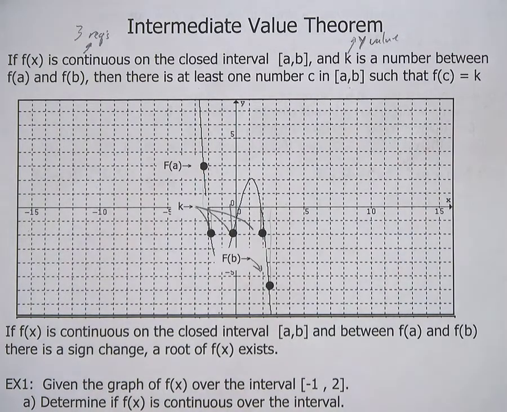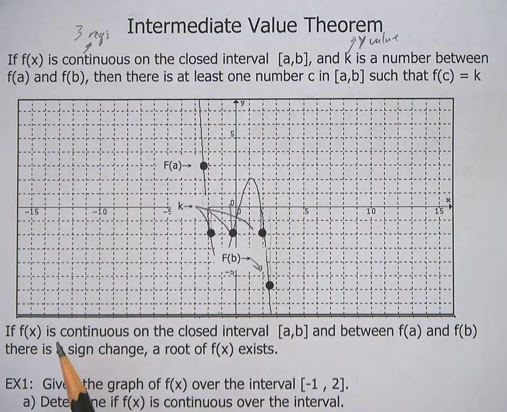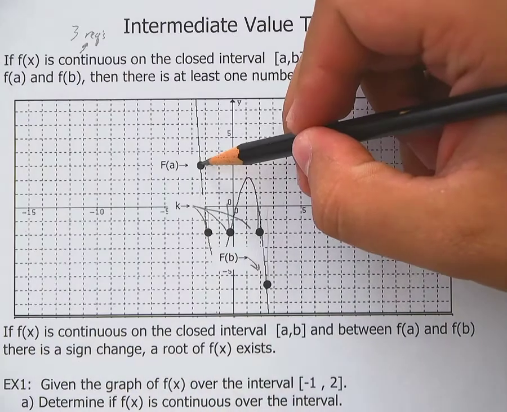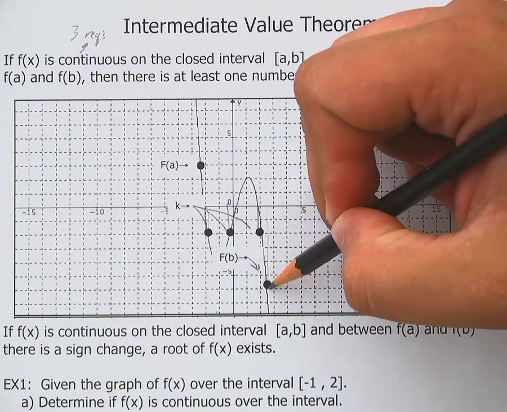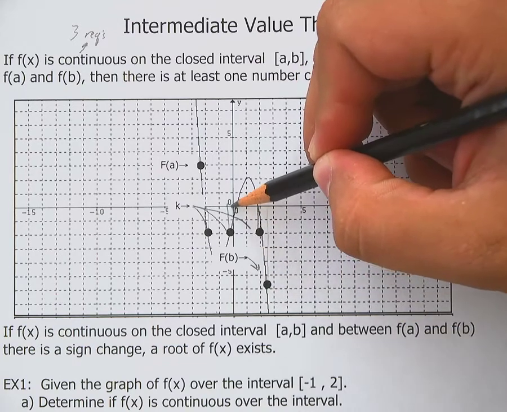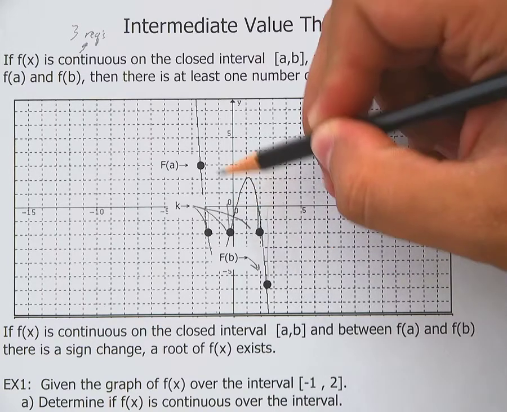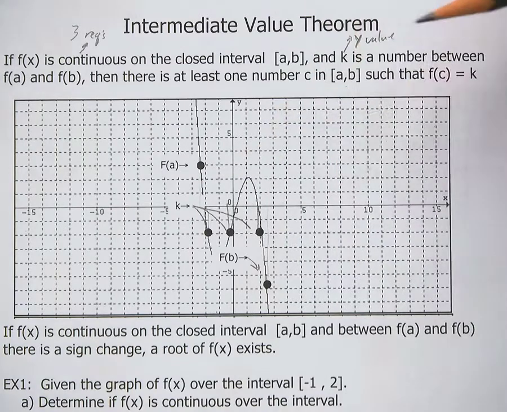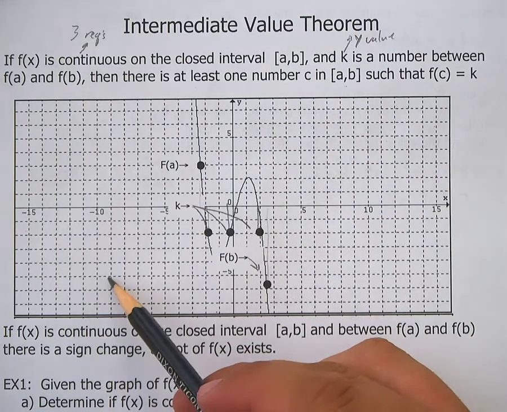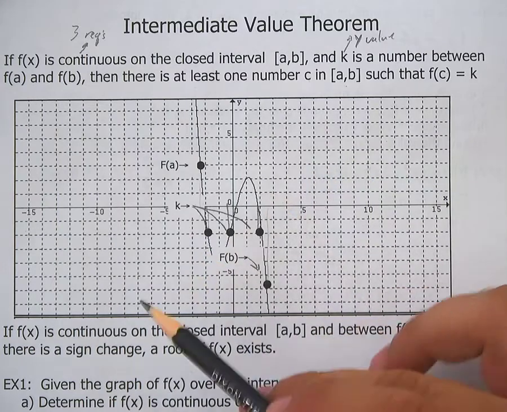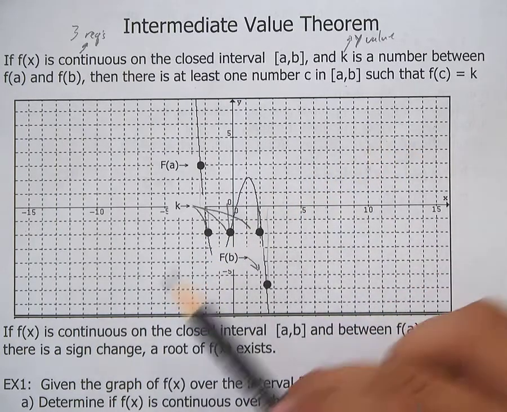All right. If f of x is continuous, this is another portion of this, on the closed interval AB, and between A and B, f of A and f of B, there's a sign change, then a root exists. Basically, again, if you are up here in North America and you go down here into Antarctica, at some point you have to go through the equator, the x-axis. So if f of A is positive and f of B is negative, you have to go through the x-axis. Or vice versa. If f of A is negative down here and f of B is positive up here, at some point you had to cross the x-axis if it's continuous, right?